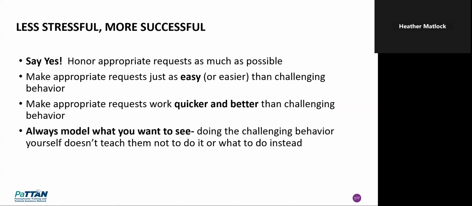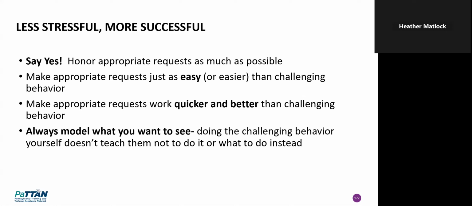All right, so I'm going to end this episode by providing some helpful tips. First, try to honor appropriate requests as much as possible. Of course, there's going to be times where you can't, and we'll talk about that in an upcoming episode. But remember, the more often that an appropriate request works, the more they'll make appropriate requests instead of having to use challenging behavior. If appropriate requests only work 1 out of 10 times, but challenging behavior works 10 out of 10 times, guess which one they're going to be more likely to use?